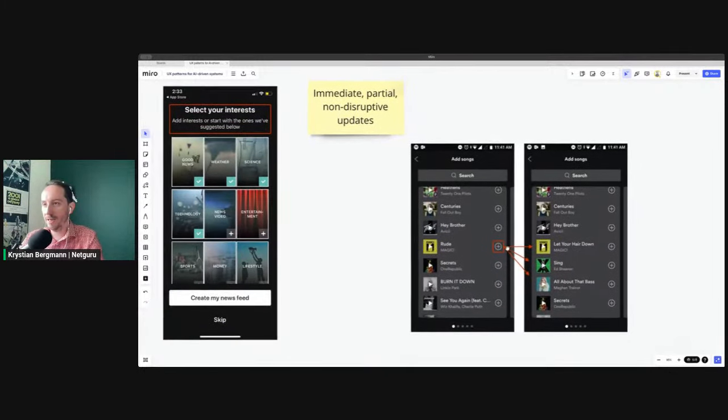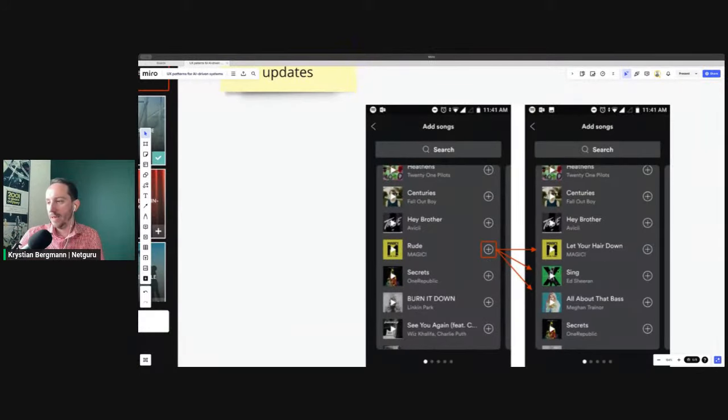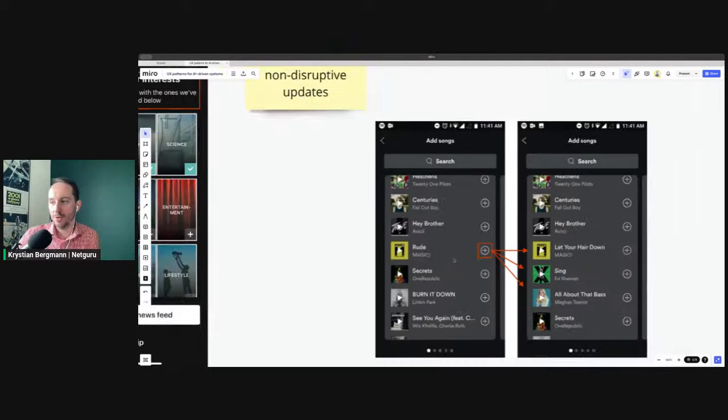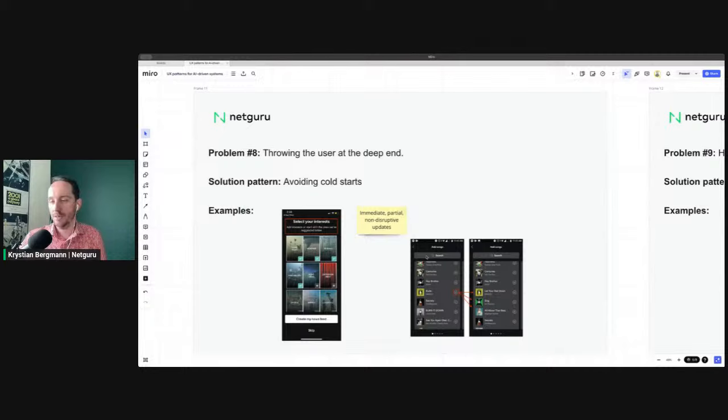And this is even like having non-disruptive updates, right? So it basically adds an additional song to the playlist, but it's doing that in a very gentle and non-disruptive way, right? So the system is kind of learning on the go.